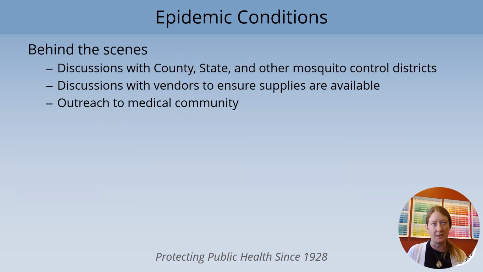When we do reach epidemic conditions, the work of normal season and emergency planning continues. Often the trapping, treatments, and outreach is pushed to its highest levels, and priorities are reconfirmed by discussions of the department leaders. Behind the scenes, the district managers will be having discussions with county, state, and other mosquito control districts to coordinate our efforts. We have ongoing discussions with our vendors to ensure that the supplies can be replenished, and we partner with the county to ensure that the medical community, that is our doctors, nurses, nurse practitioners, and others, recognize the symptoms of these viruses so that the patients can be treated quickly.